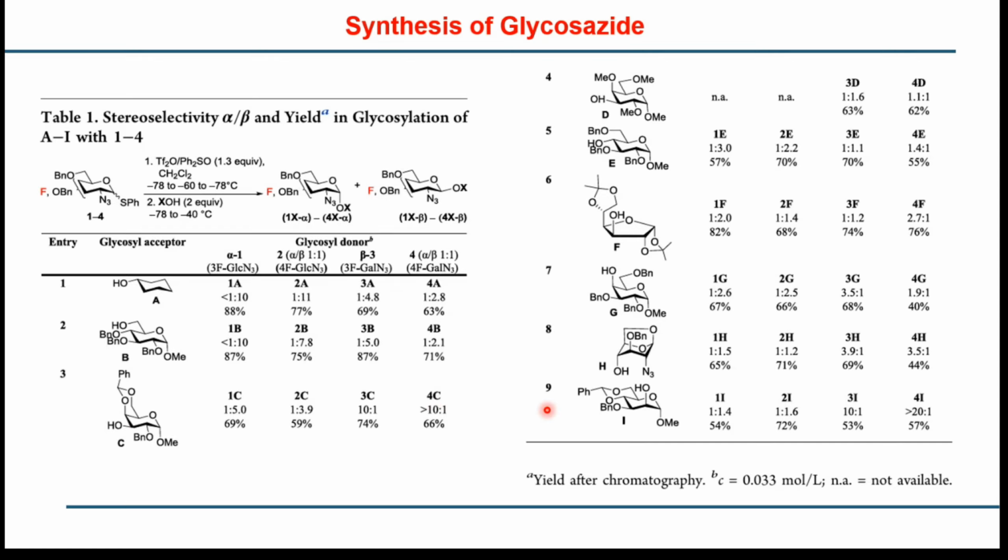So coming from the C3 acceptor to the 4, where they have just removed this benzylidene group, they have taken a methyl ether. In that case, the outcome is reversed. Like here alpha was more, here the beta is more, or there is not much stereoselectivity, because here again the steric hindrance of this benzylidene matters for the outcome of this selectivity.